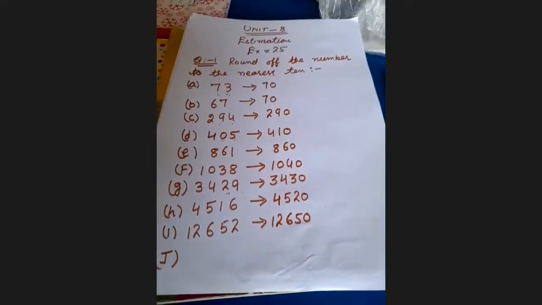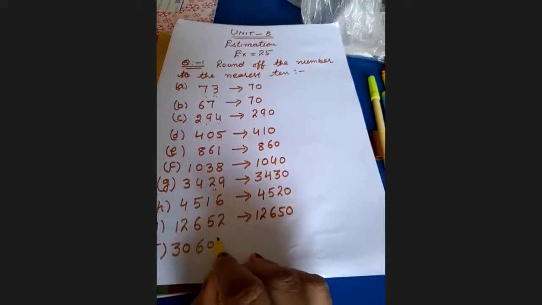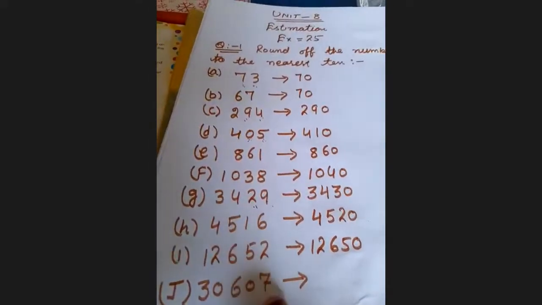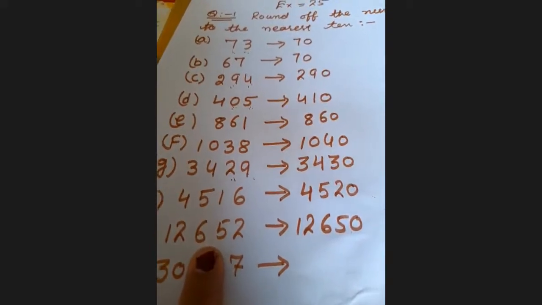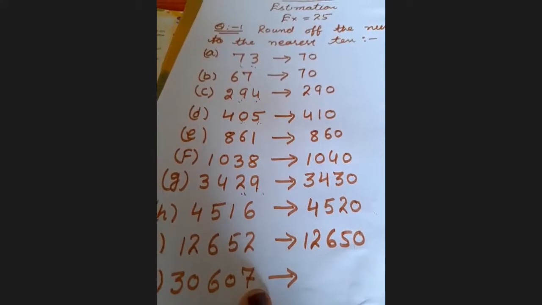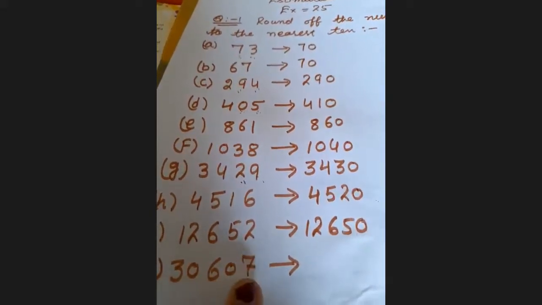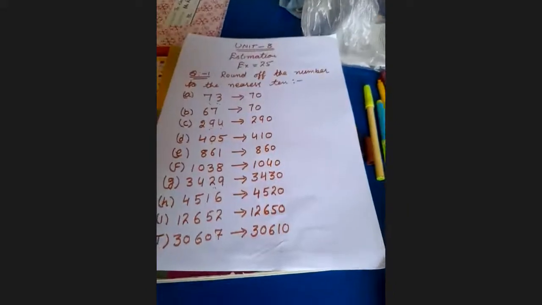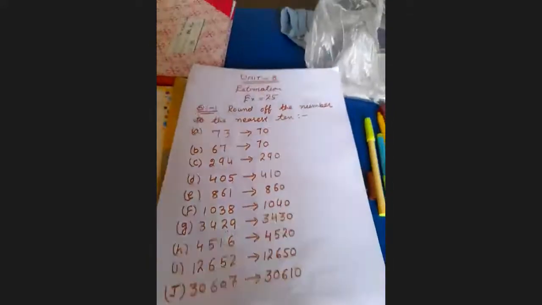Next is the number 30,607. Ones, tens. Now put your finger here and observe the next number. Next number is seven. And seven is greater than five. So the nearest value will be 30,610. Dear students, so this is the first question of exercise 25.